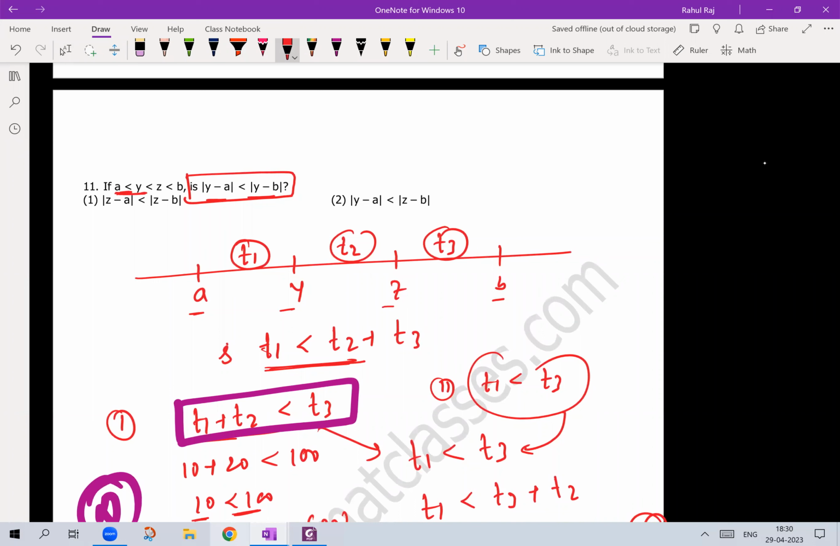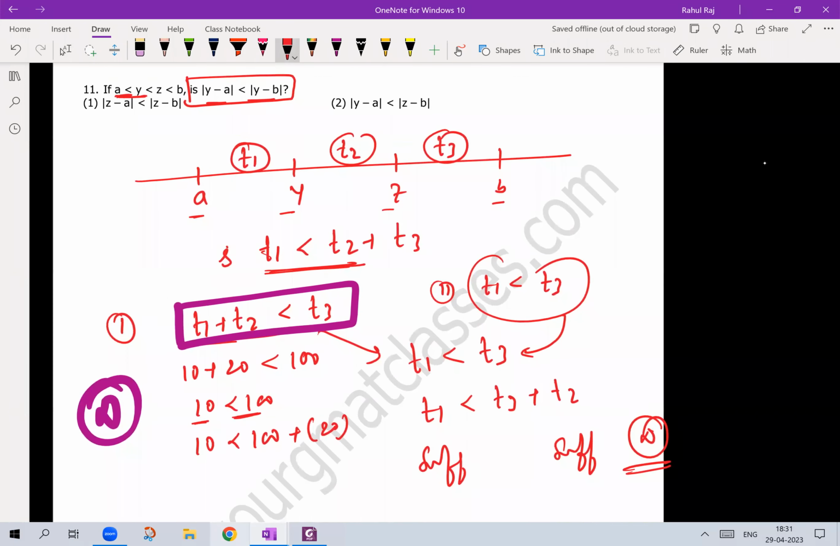So option number 1 says t1 plus t2 is less than t3. If the sum of two numbers is less than a third number, then the first number will surely be less than the third number. All I'm trying to say is t1 plus t2 is less than t3. Imagine t1 is 10 kilometers, t2 is 20 kilometers. So 10 kilometers plus 20 kilometers is less than 100 kilometers. So 10 kilometers alone will surely be less than 100 kilometers, right? And 10 kilometers will surely be less than 100 kilometers plus some other distance, let's say 20 kilometers.